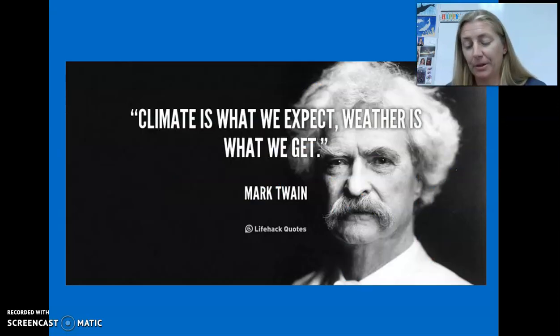And a great quote by Mark Twain. Climate is what we expect. Weather is what we end up getting. And that's it. Like I said, quick and easy. That's all for now.